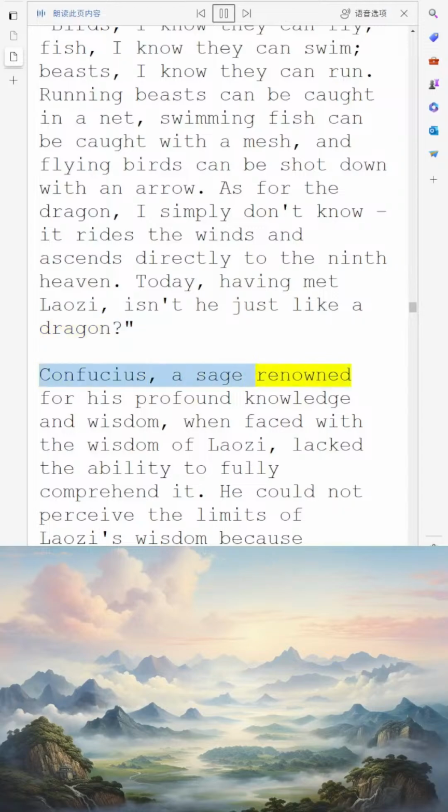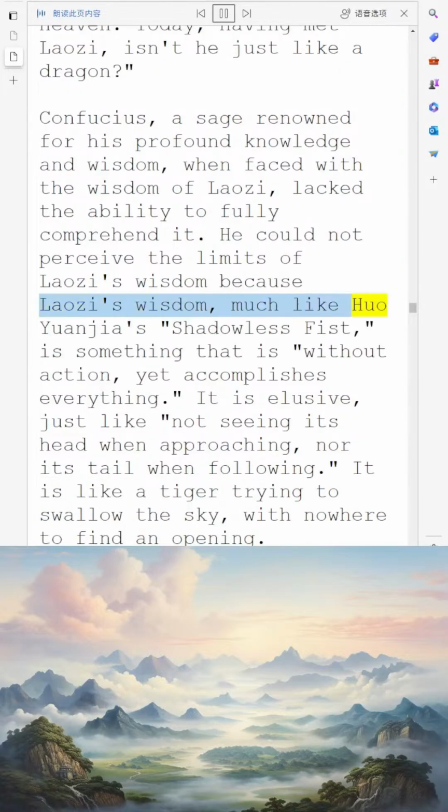Confucius, a sage renowned for his profound knowledge and wisdom, when faced with the wisdom of Laozi, lacked the ability to fully comprehend it. He could not perceive the limits of Laozi's wisdom because Laozi's wisdom, much like Hua Yuanjia's shadowless fist, is something that is without action yet accomplishes everything. It is elusive, just like not seeing its head when approaching, nor its tail when following. It is like a tiger trying to swallow the sky, with nowhere to find an opening.